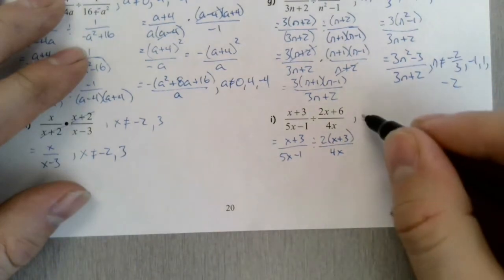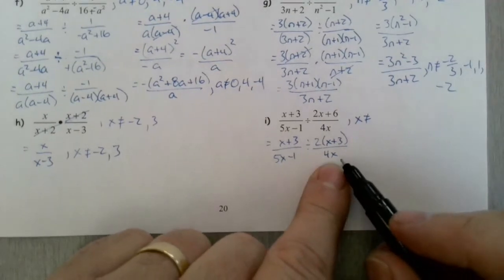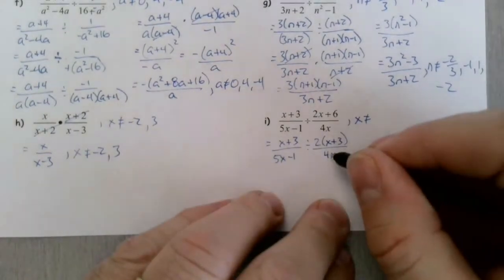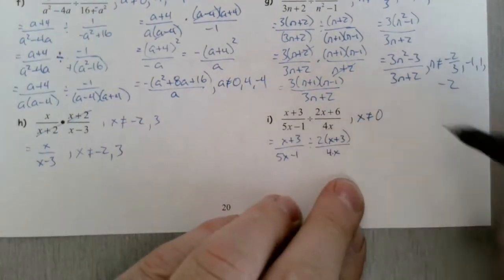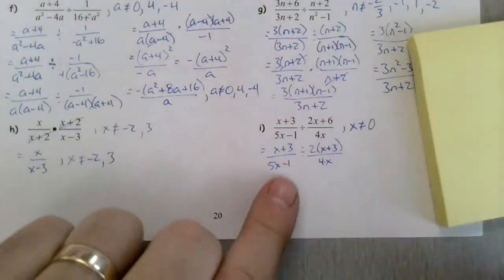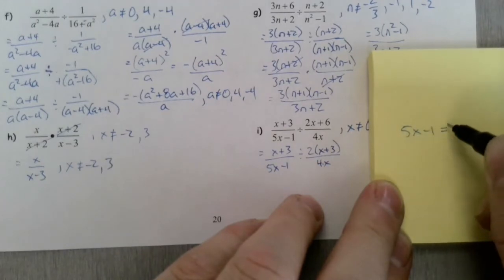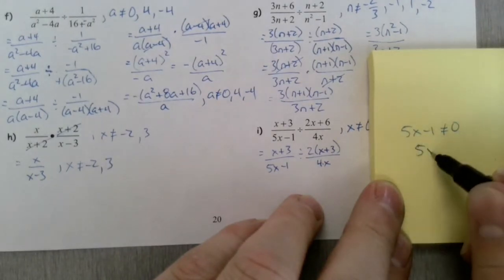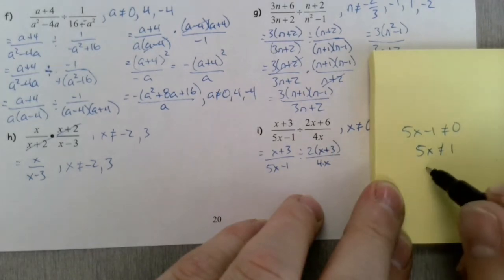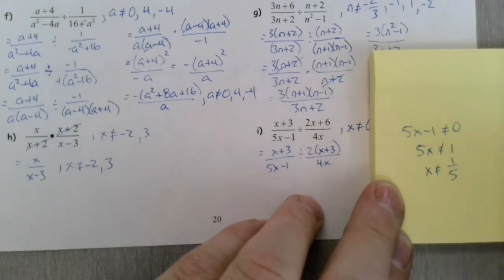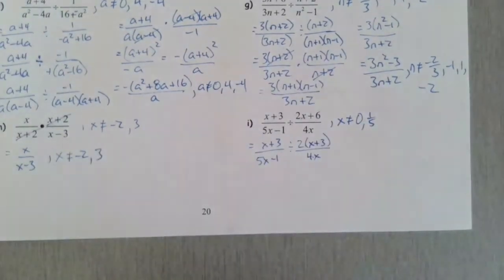Now, let's take a look at our non-permissibles. Can't allow x to be... well, let's take a look at this one first here. Because x is a factor by itself, it's being multiplied by 4. It's not being added or subtracted to it. It's being multiplied. I can't allow x to go to 0 there. Now, over here, it's locked inside a binomial factor, so I cannot allow 5x minus 1 to go to 0. Which means I cannot allow 5x to be equal to positive 1, which means I cannot allow x to be equal to 1/5. So, can't be 0, can't be 1/5.